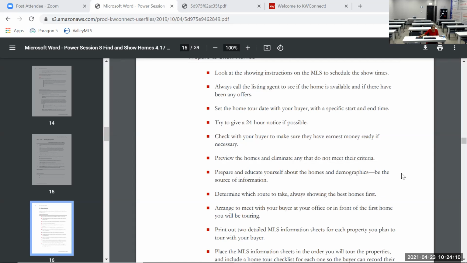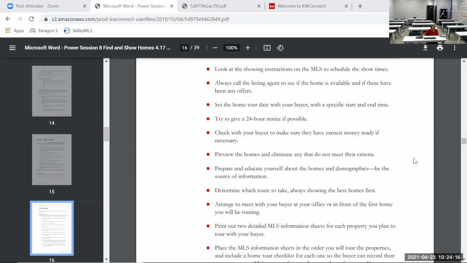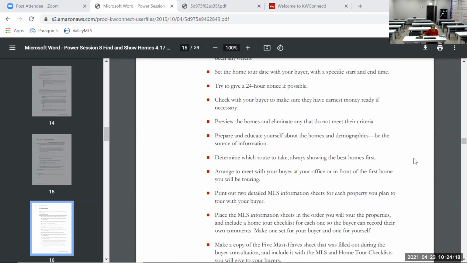Arrange to meet with your buyer at your office or in front of the first home that you will be touring. If we're not riding together and we've already done all paperwork and everything, then I usually have them just meet me in front of the house.